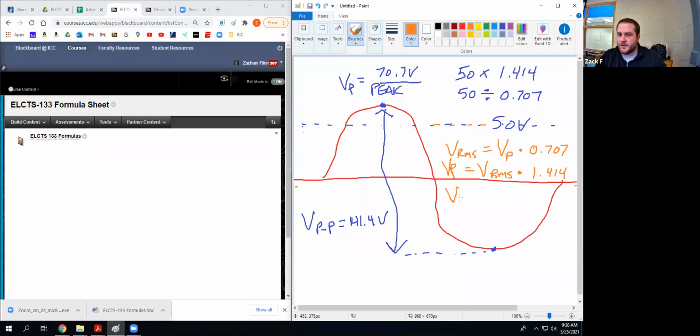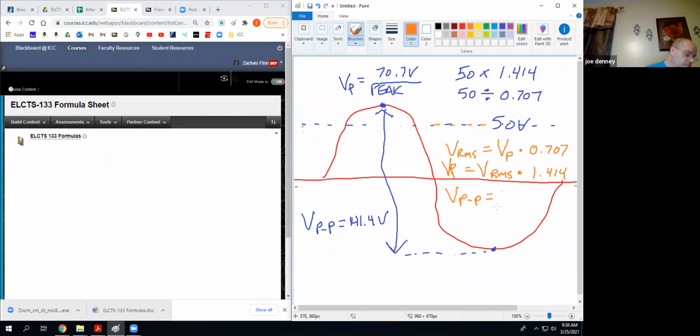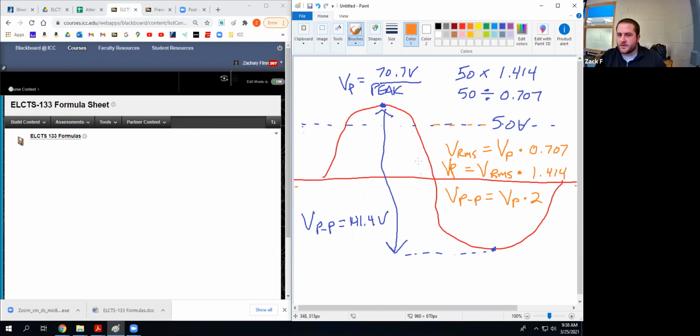And then V peak to peak equals what? Equals 2 times peak. V peak times 2. So if it's me, I'm taking my formula sheet and I'm writing those things down.